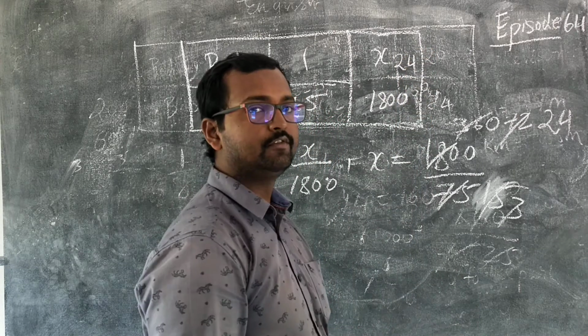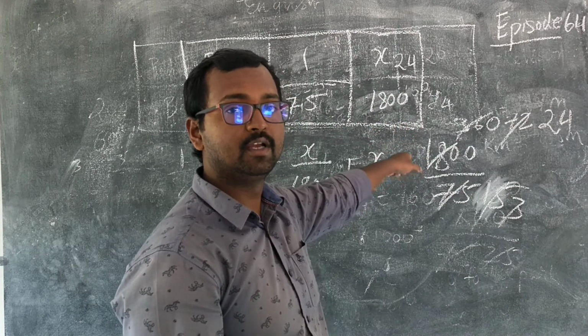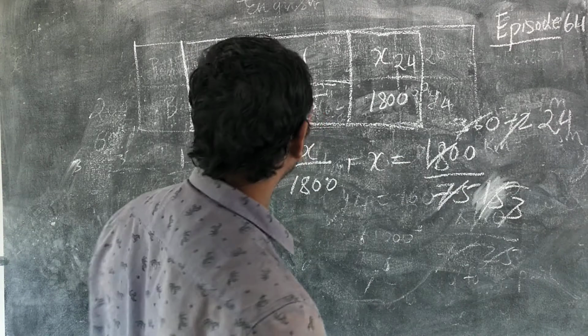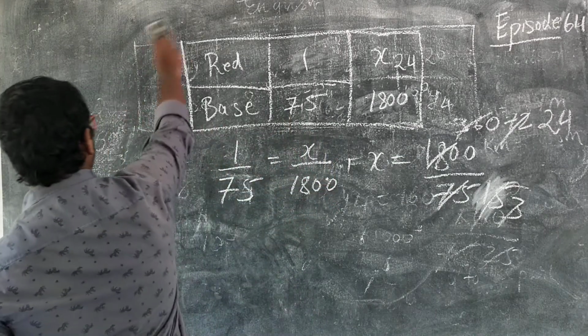So 24 parts of red pigment are required for 1800 ml of base. Okay students, now let's do the fourth one.